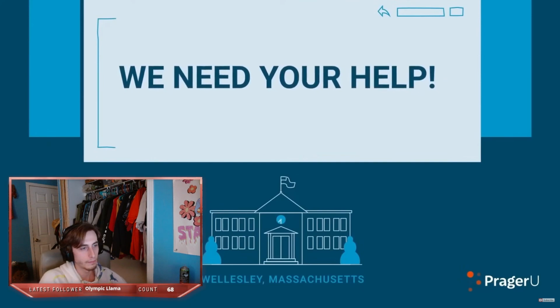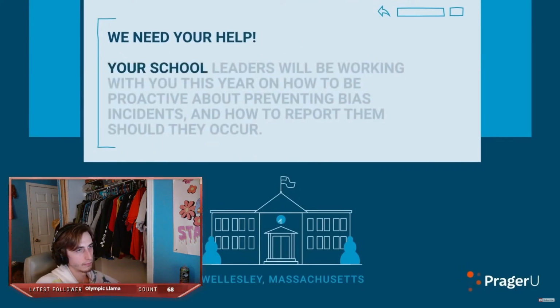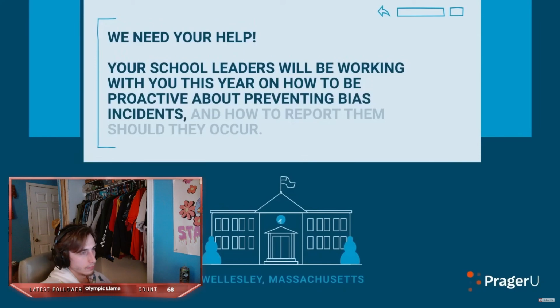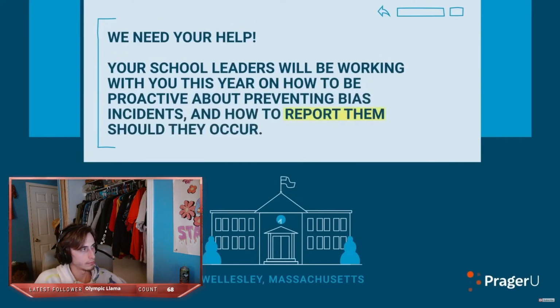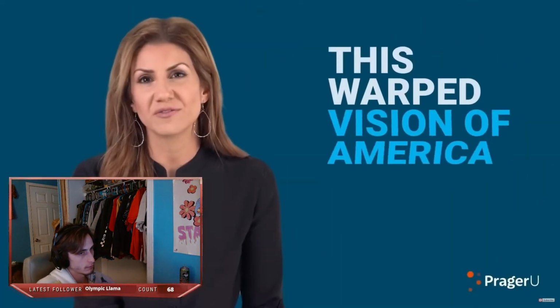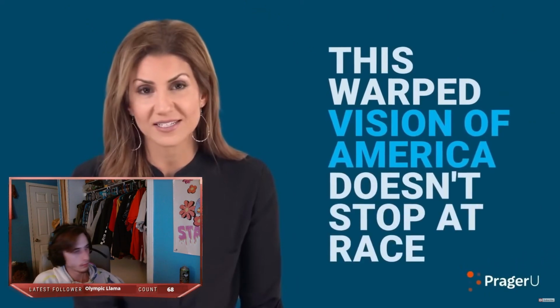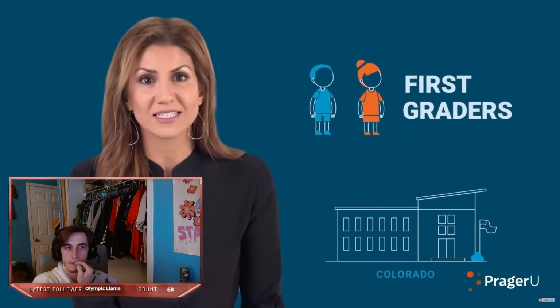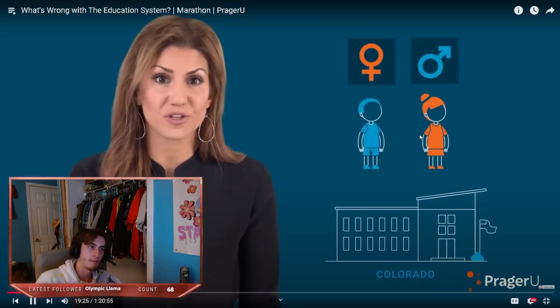We need your help. An email to students reads, "Your school leaders will be working with you this year on how to be proactive about preventing bias incidents and how to report them should they occur." This warped vision of America doesn't stop at race. In Colorado, first graders are being taught that just because someone looks like a boy doesn't mean they are. Only they can know who they truly are. Gender is something they choose for themselves.